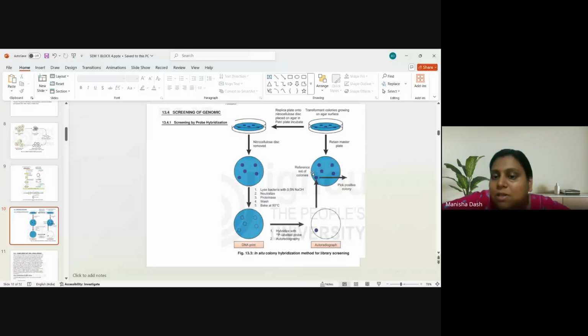So you can use the reference set of the colonies and you can just pick which is the positive colony. And again, you can store it in the master plate. This way your colonies will remain protected, or the genes will remain protected for future use also. And you can identify or extract which colony is actually containing the gene of your interest. So this is what is called screening of the genomic library.